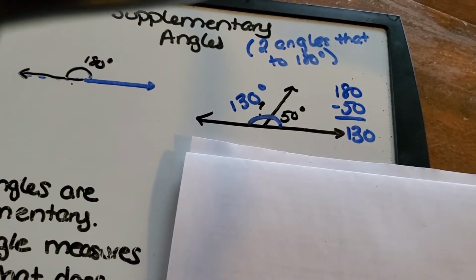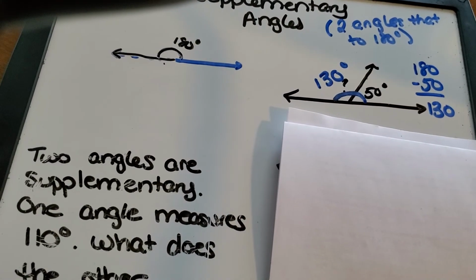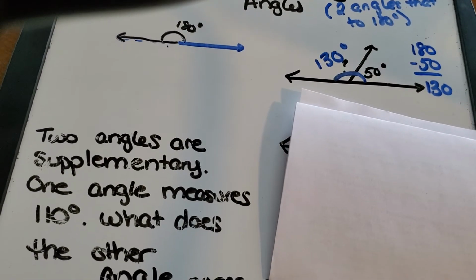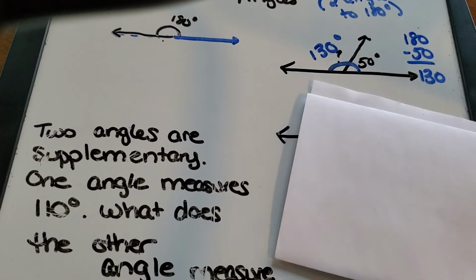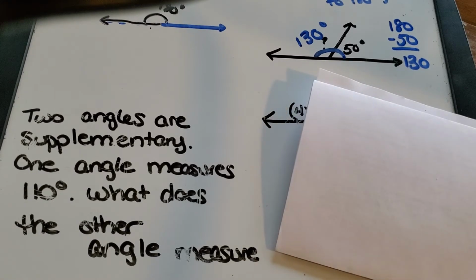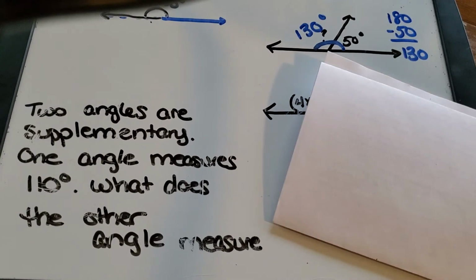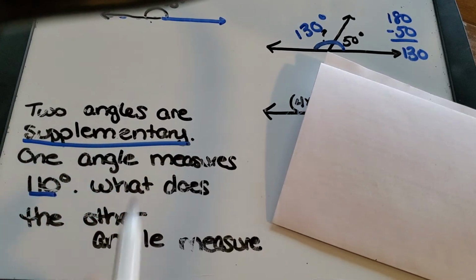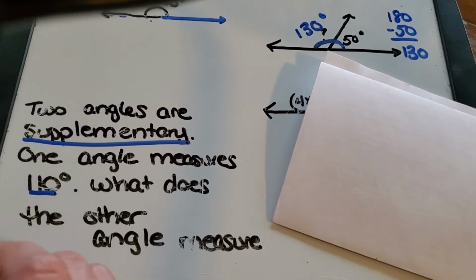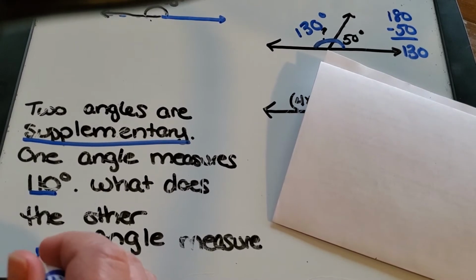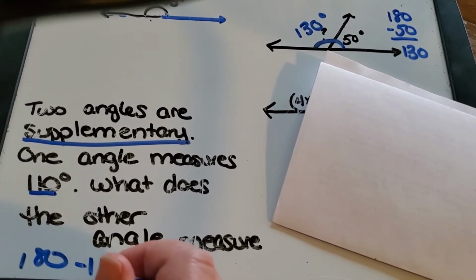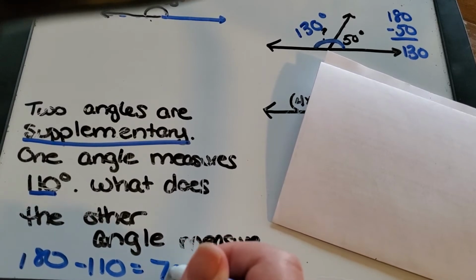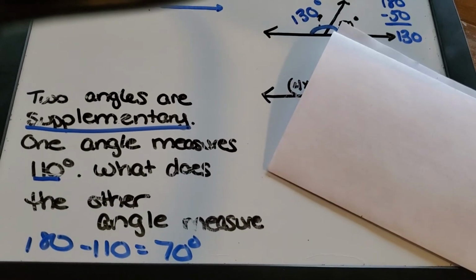If I have this problem, two angles are supplementary and one angle measures 110 degrees and I want to know what the other angle measures, again, we know supplementary means they add up to be 180 degrees. So if one angle is 110 and I know they're supplementary or they add up to be 180, I can just do 180 degrees minus 110 degrees, and the other angle must measure 70 degrees.